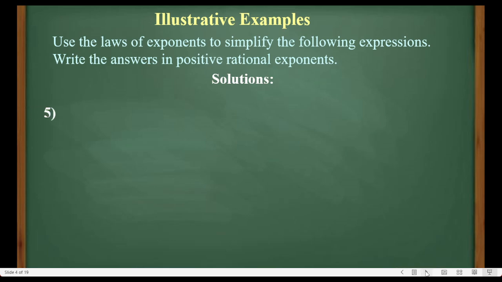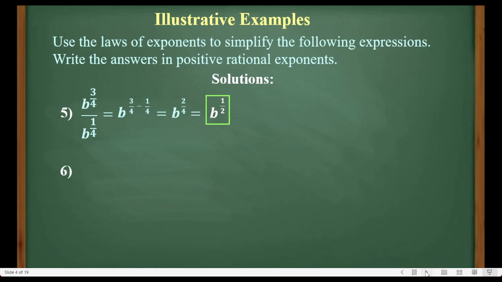Next, number 5. How about b to the 3/4 divided by b to the 1/4? Here we apply the quotient law. Dividing powers of the same base is simply copying the base and raising it to the difference between the exponent of the numerator and the exponent of the denominator. So this will become b raised to 3/4 minus 1/4. And this will become b raised to 2/4, or that is b raised to 1/2, which is our answer.